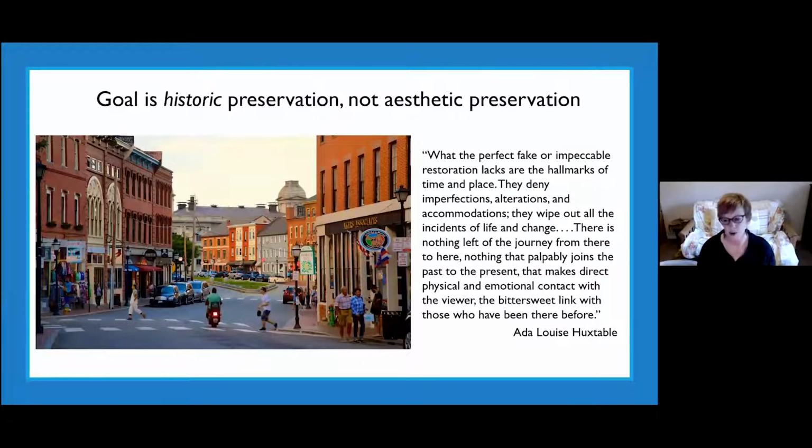So I really like this quote from Ada Louise Huxtable, an architectural critic. It says, "What the perfect fake or impeccable restoration lacks are the hallmarks of time and place. They deny imperfections, alterations, and accommodations. They wipe out all the incidents of life and change. There is nothing left of the journey from there to here, nothing that palpably joins the past to the present, that makes direct physical and emotional contact with the viewer, the bittersweet link with those who have been there before."